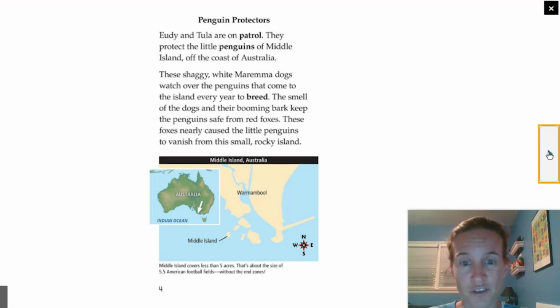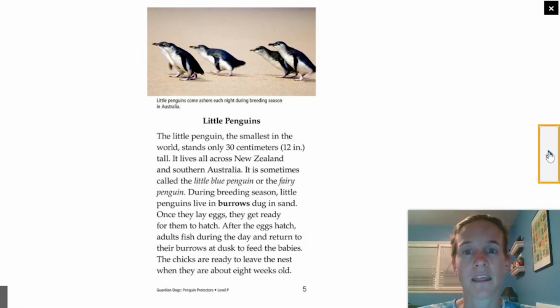Here we see a map of Australia, and we can see where Middle Island is related to the rest of the continent. Middle Island covers less than 5 acres. That's about the size of 5.5 American football fields without the end zones. Little penguins come ashore each night during breeding season in Australia.